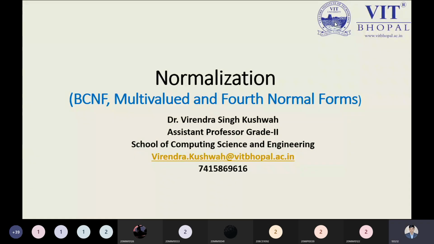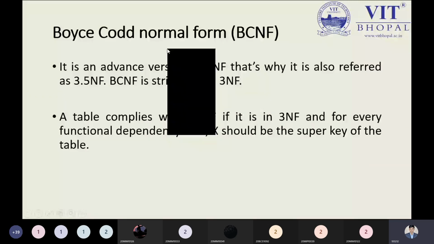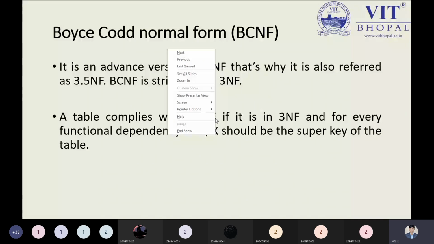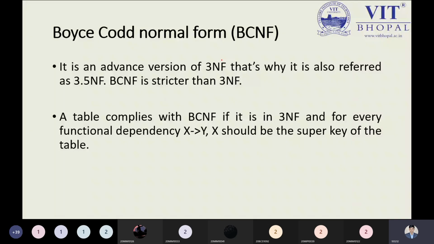Let me start from the very beginning. You can observe over here, that is the BCNF. BCNF stands for the Boyce-Codd Normal Form. And what is it saying to us? It is saying that it is an advanced version of the third normal form. That's why it is referred to as the 3.5 normal form.